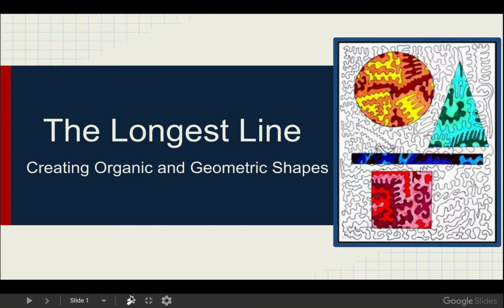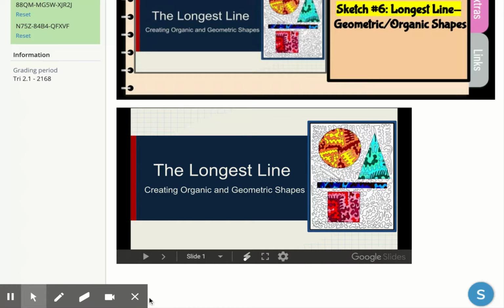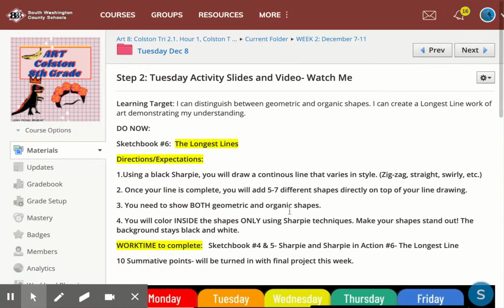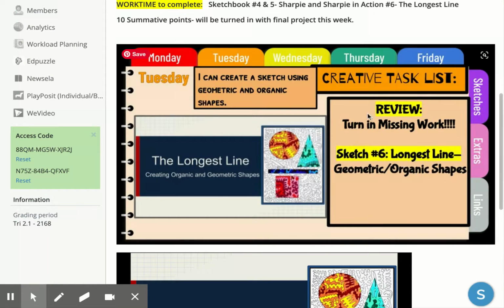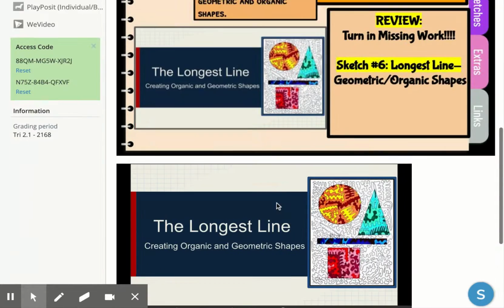This is one page in your sketchbook, and this should be done today. So you should have your Sharpie techniques done from yesterday. So you can see here. Turn in any missing work, please. This is your 6th sketch in your sketchbook. A starburst is not a sketch, it was a project, so you should have 6 sketches now once you complete this. Again, this is due Friday, but we will be adding our cover project that I will be teaching you tomorrow.